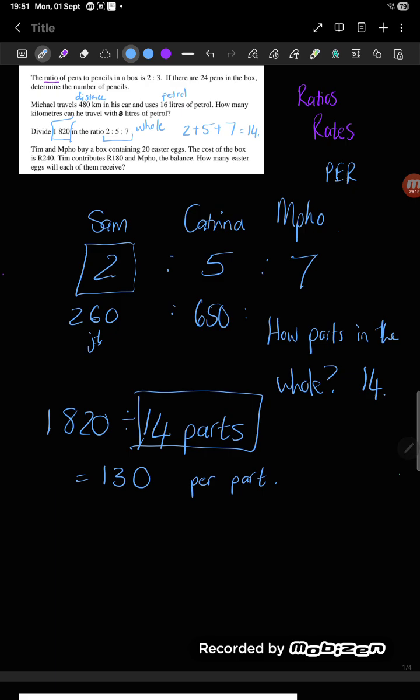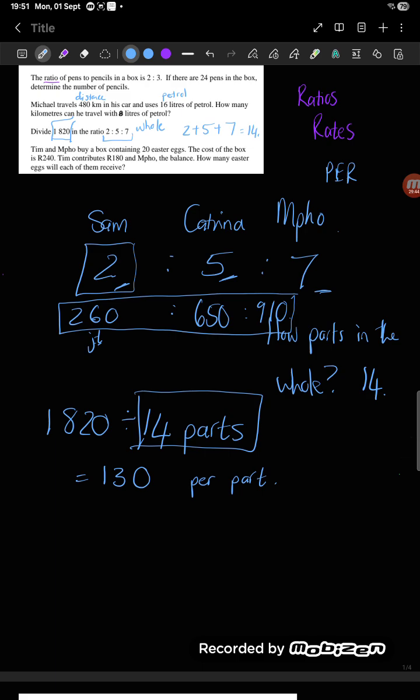7 times 12 is 84 plus another 7 is 91. So Mpho got 910 jelly tots. I don't know what she's going to do with 910 jelly tots, but this is the ratio that they get divided into. Sam got a little bit. Katrina got way more. Mpho is the mother. Mpho can get all the jelly tots she wants to, because in the end, it's probably her jelly tots.